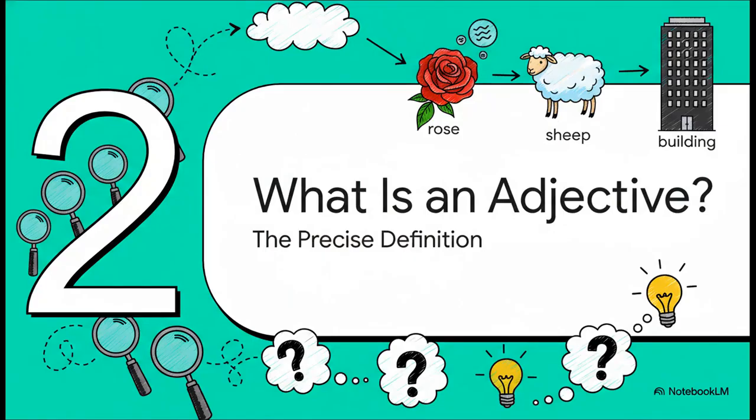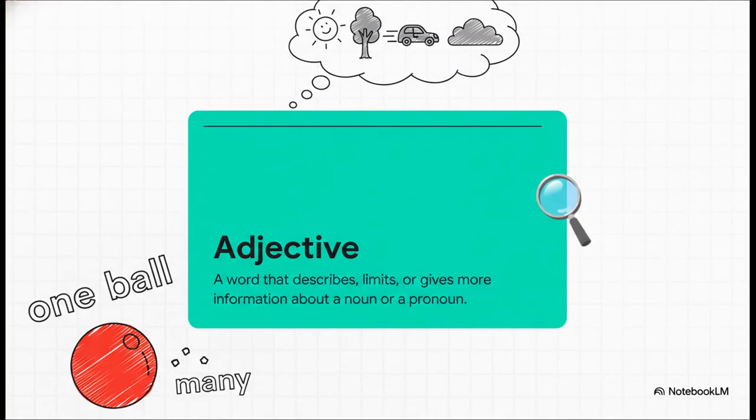Okay, so we've seen why adjectives are so useful. But what exactly is an adjective? Let's get a clear definition. So here it is. An adjective is a word that describes, limits, or gives more information about a noun or a pronoun. Its main job is to add more detail. For example, it can tell you a quality, like a red ball, or it can limit a noun by telling you the quantity, like one ball instead of many.